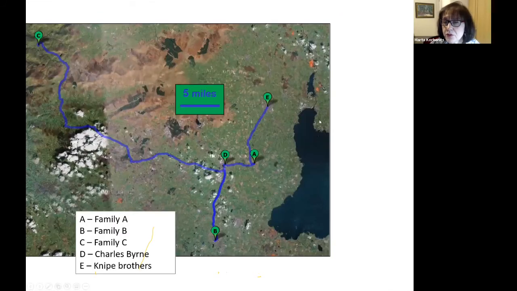So here, first of all, you can see the lake I mentioned earlier. And the patient who I showed you first lived just very close to this lake. And then some of the other families who I showed on the previous picture, they also came from this area. And Charles Byrne was born in this village here, while the twin cousins from the 18th century were born here.